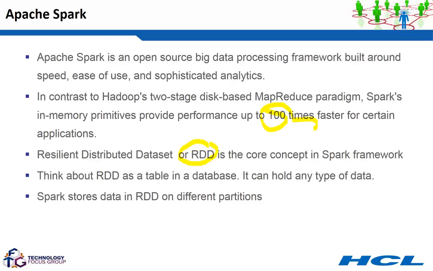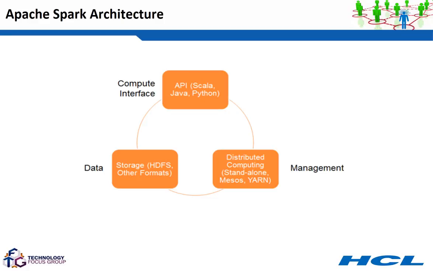Spark stores data in an RDD on different partitions. Again, like most of the Apache Hadoop technologies, partitioning and those kinds of things are built into the Spark stack. So there are different components in Spark. One is the data, which is actually nothing but the storage. It can be HDFS or it can be any other storage. Then there is a compute interface, where you can use APIs in Java, Scala, Python, etc. And then there is management, like Yarn and other cluster and resource management tools. So these three are the main components of Spark.